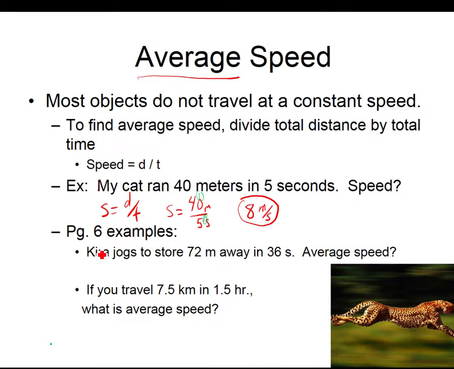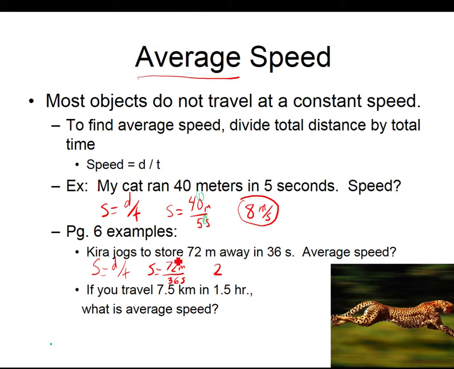Let's do another example. These ones are from page 6 of your book. Kira jogs to a store 72 meters away in 36 seconds. What's her average speed? So again, speed equals distance divided by time. So speed equals the distance, 72 meters, divided by the time of 36 seconds. Divide that, you get 2.